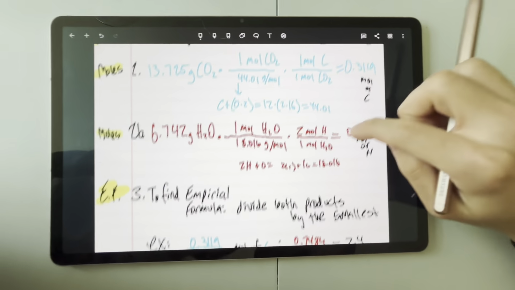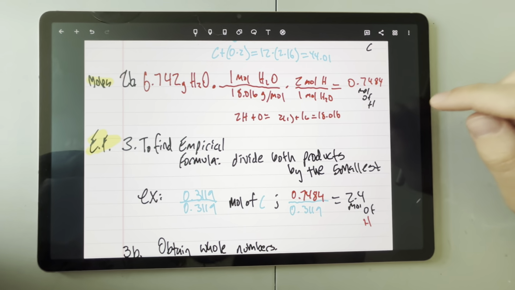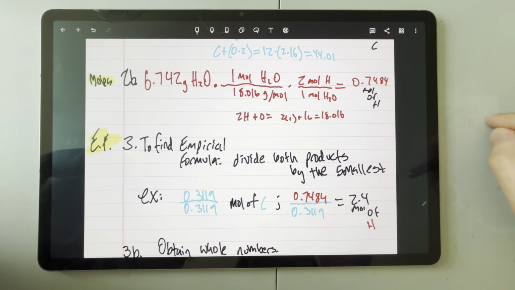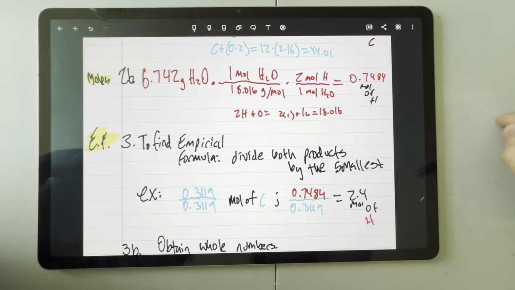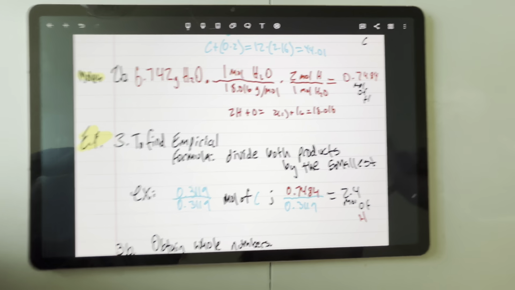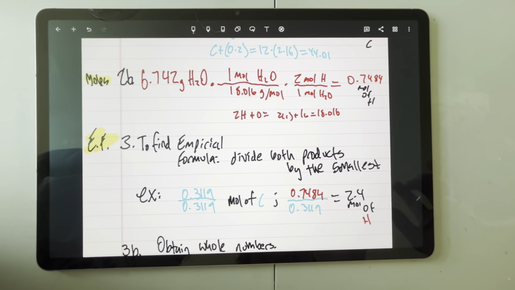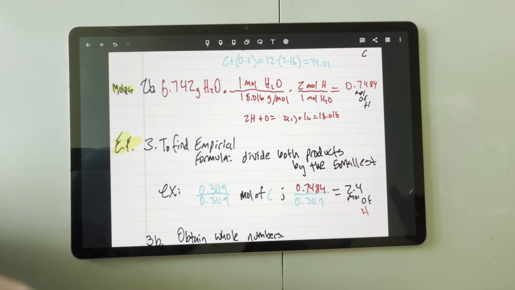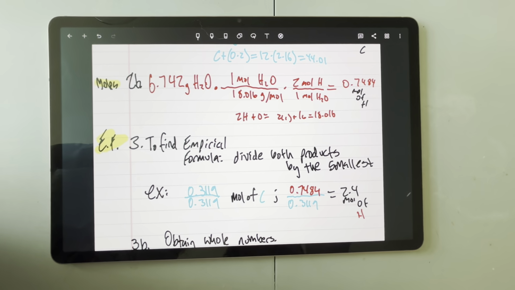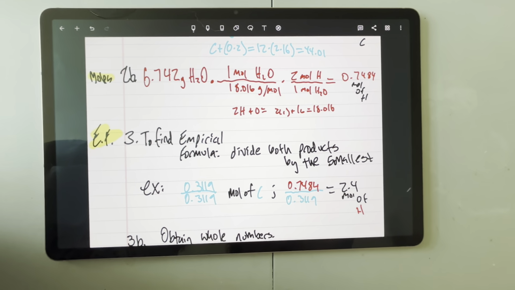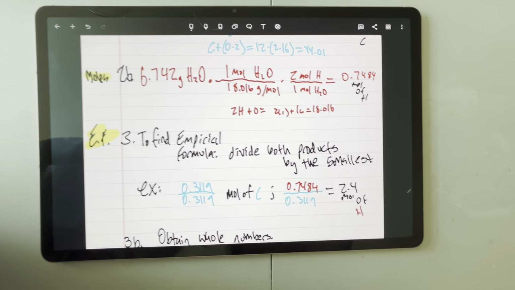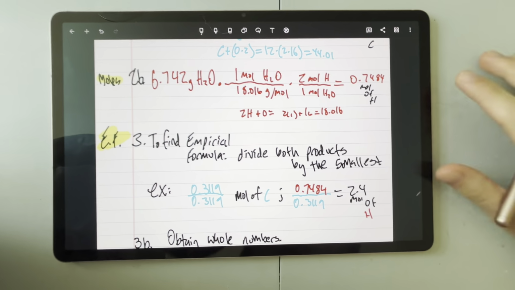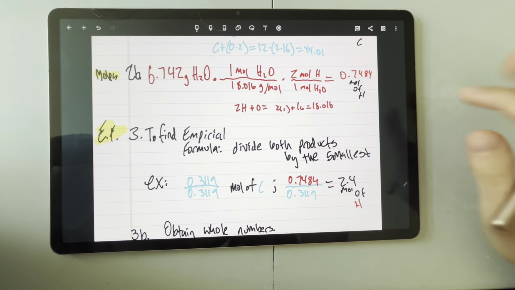Now, next, empirical formula. So, to find the empirical formula, you're going to divide both products by the smallest. Or, eventually, it's going to be all 3 of them by the smallest. The main goal is to get a 1. You want to get a 1 in there. So if there's a C, an H, and an O, you want to get whichever one's the smallest, at least one of them, to C1 or H1 or O1, and then you're going to go from there. That's the easiest, because you don't want to be dealing with a bunch of different decimals. You want to get one of them to 1.